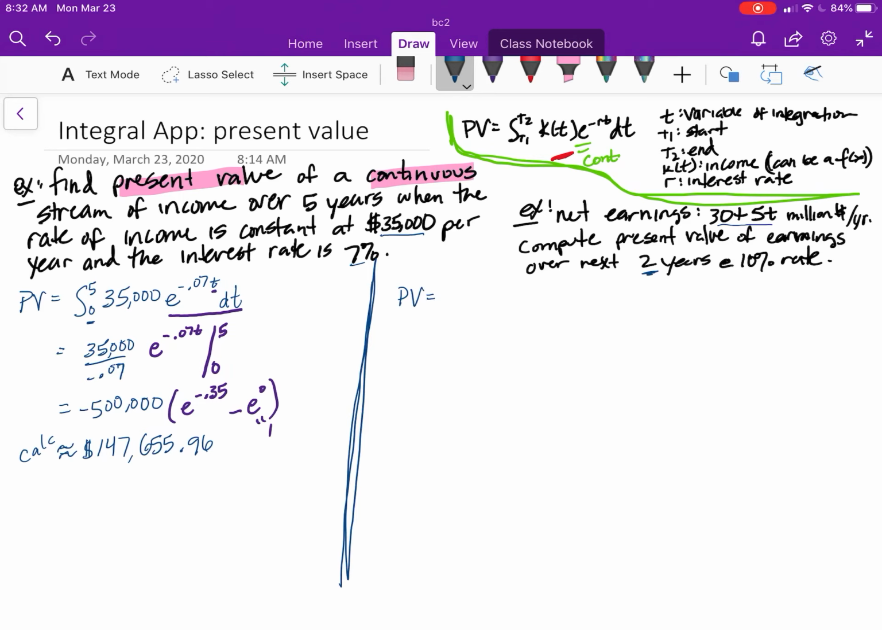So they make 30 plus 5t, in $1 million per year. Even at year 1 then, t is 1, that's 35 million. They're doing well. Compute the present value of the earnings over the next 2 years. So we arrange our bounds to go from 0 to 2, the function is 30 plus 5t, e to the negative 10%, so negative 0.1t, dt.